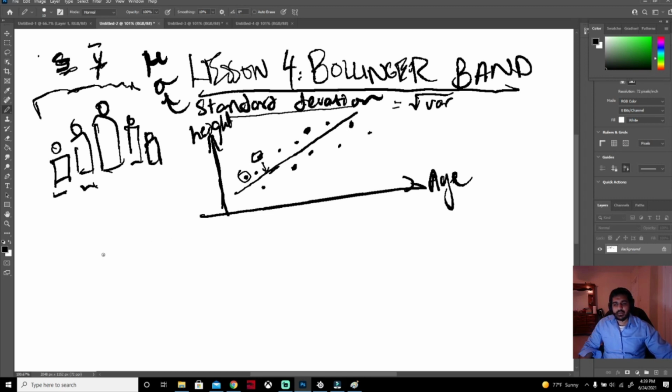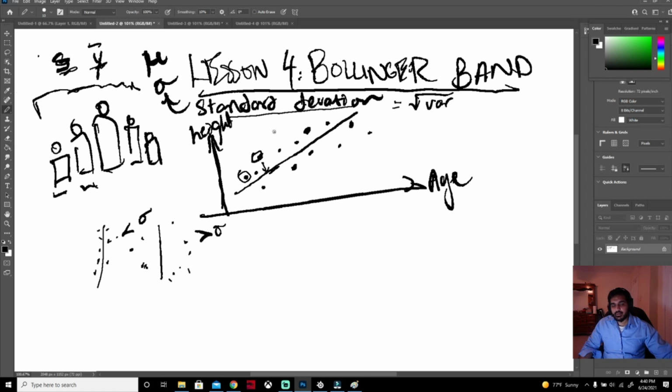So let's say points right close by to the line will have a mean and a very small standard deviation, whereas points that are way far from the mean are going to have a lot bigger standard deviation.